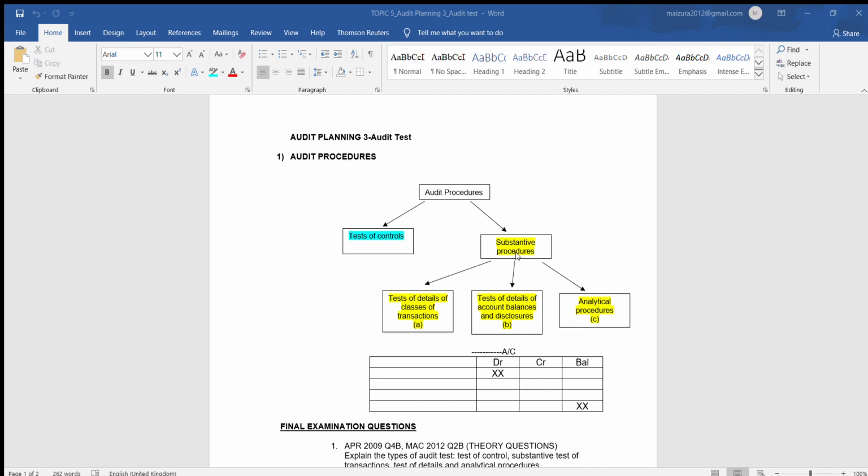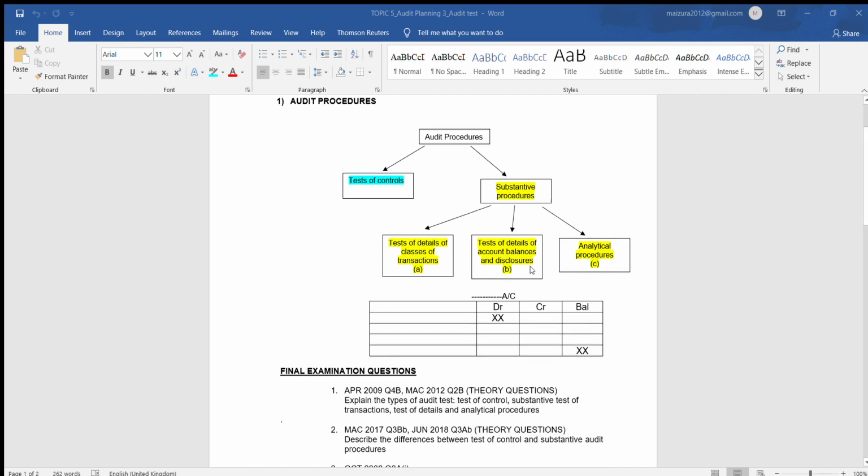Now for substantive procedures, I hope you have read through the workbook. There are three kinds of substantive procedures: the first one is test of detail of classes of transaction, then test of detail of account balances and disclosure, and analytical procedures. Analytical procedures we have done in audit planning 2, in the topic of materiality, risk and preliminary audit analytical procedures. Analytical procedures is actually looking at the ratios and trend.